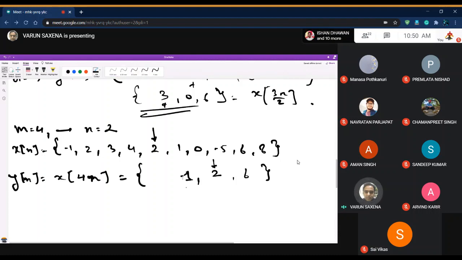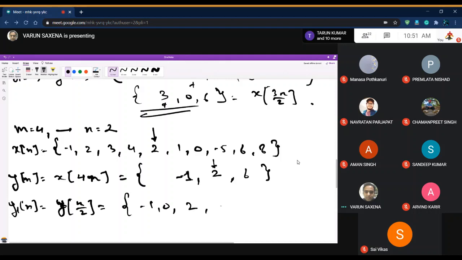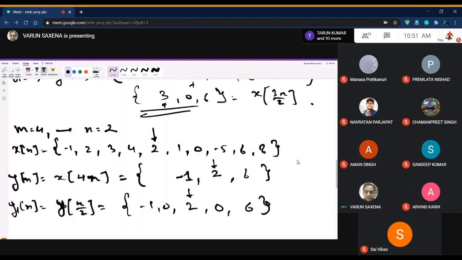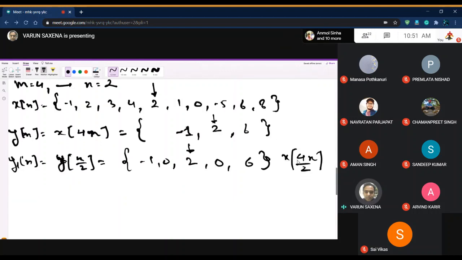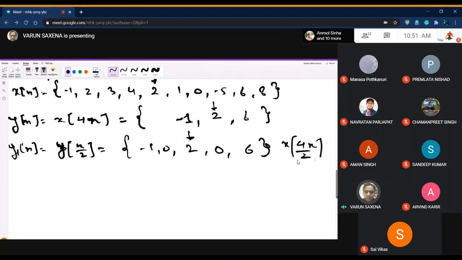Is it okay for everybody? If I'm doing something wrong, you can just tell me. I hope it's correct, right? Yes, sir. Okay. Then next, y1[n] I said should be equal to y[n/2]. So that will be basically adding zeros here. So this is your x[4n/2]. Remember, I'm not cutting it because I'm performing operations and they are not considered to be numbers.